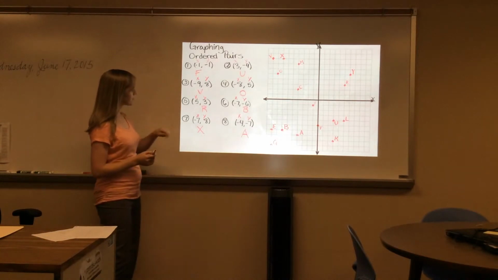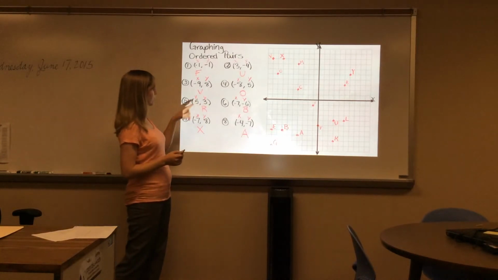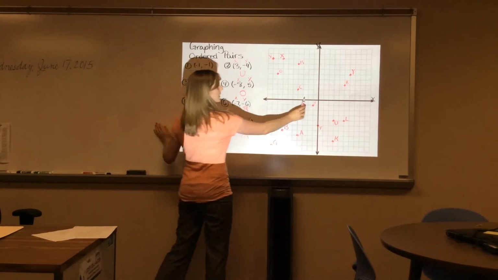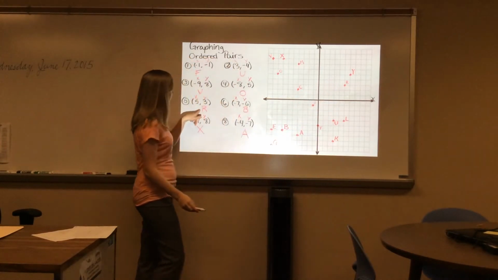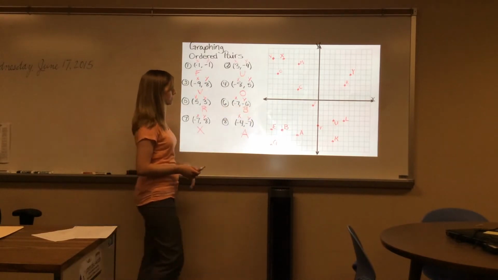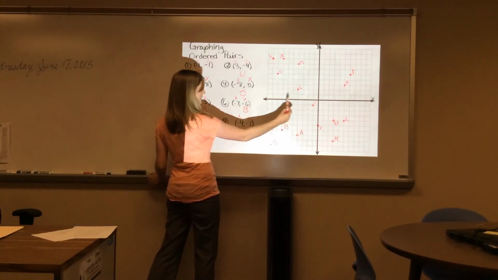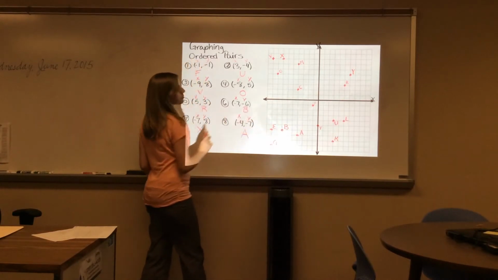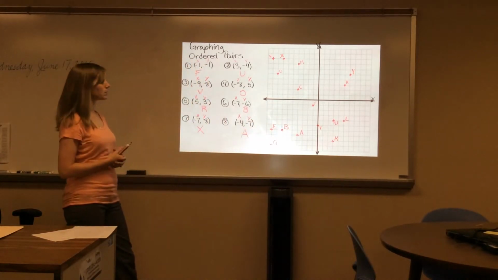Our answers for number 5, we had coordinates 5, 3. Those are both positive, so that means you would count right 5, up 3. The answer should be point R. For number 6, both negative coordinates, so that means we would count left 7, then down 6. Point B should be your answer for number 6.